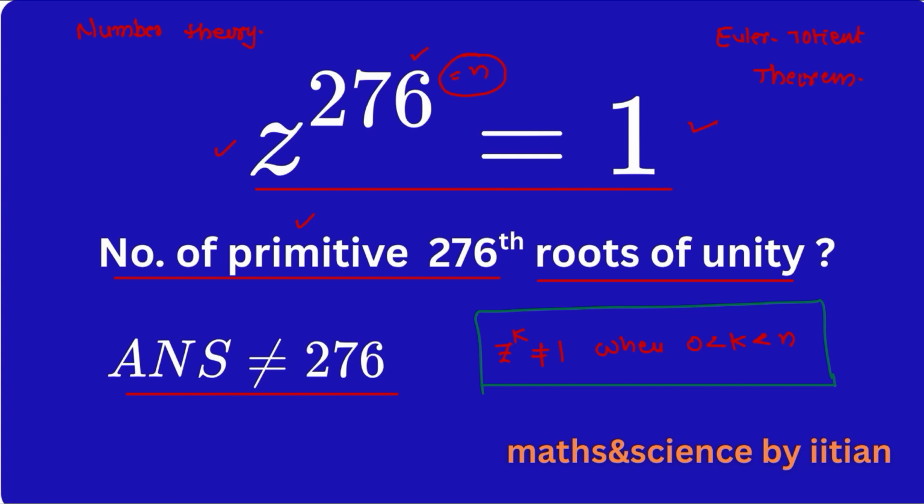That means z to the power of 276 is equal to 1. We will have 276 total roots, but all are not primitive roots. Primitive roots will be fewer than the total number of roots. That I will explain, what is the primitive root, with a small example. Then we will solve this problem using the Euler-Totient theorem. How to do it?